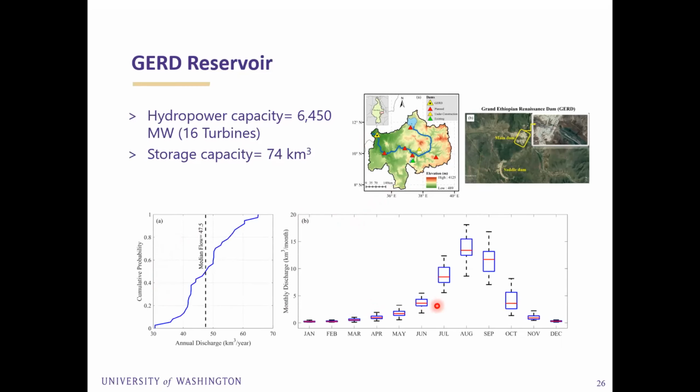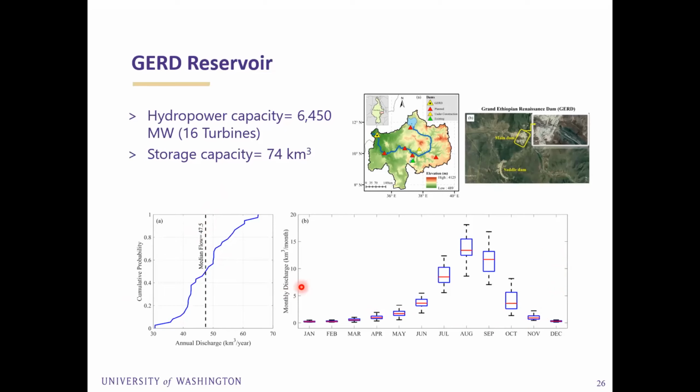Here again, this is the stream flow that's coming into the GERD. Using our VIC simulations, we can see that the median flow is around 47.5 kilometer cube. And just to put this number in context, most of the textbooks say that Egypt on average is receiving 55.5 kilometer cube. So 47.5 kilometer cube would be the inflow into the GERD.